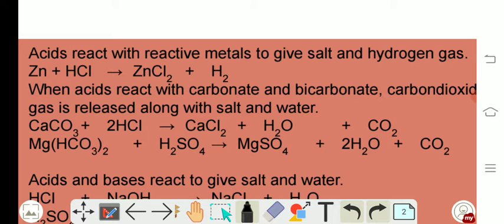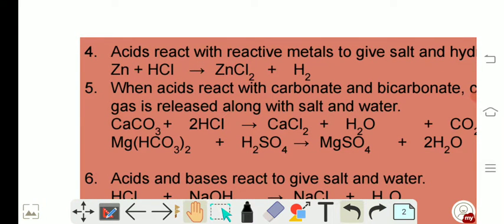Here you have to understand, here is zinc. The symbol for zinc is Zn. Zinc is a reactive metal, so it reacts with hydrochloric acid. We have here hydrochloric acid, HCl. Hydrochloric acid reacts with zinc to give zinc chloride.